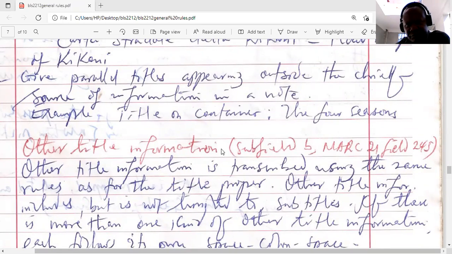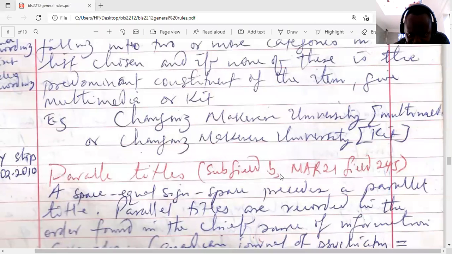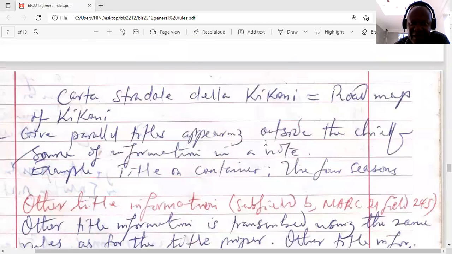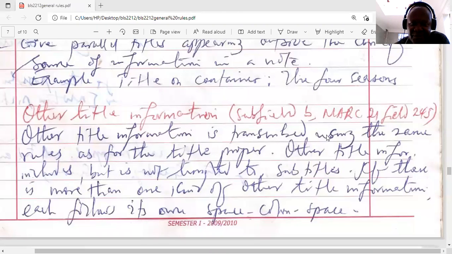Other title information is what I want to look at next. In case you have questions, if Nakazwe or any other person has a question, please raise it before I continue. It looks like everybody is following, so I'll proceed. Other title information is subfield B. You will notice that even the parallel title is also input in subfield B, but still in the main field 245. So let us not get confused. It is only the punctuation which differs. For parallel title, we use the equal sign. For other title, we use a space, colon, space.